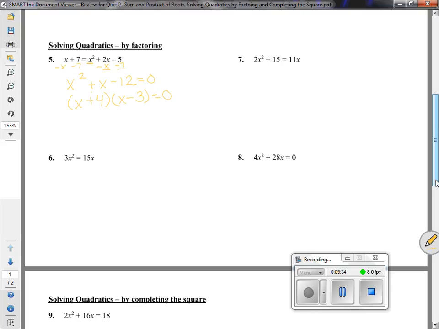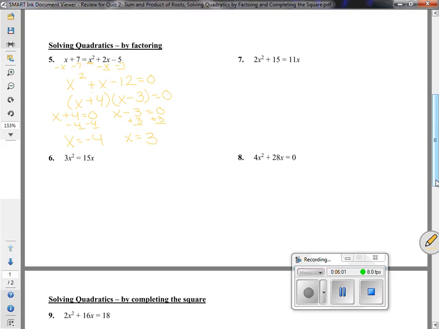Now that's just factored. You're not done because we didn't solve anything. So what do you have to do with each factor? Set both of them equal to 0. So you have x plus 4 equals 0, x minus 3 equals 0. So minus the 4, add the 3, x equals negative 4, and x equals positive 3.